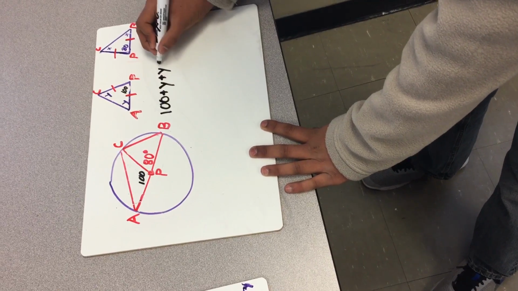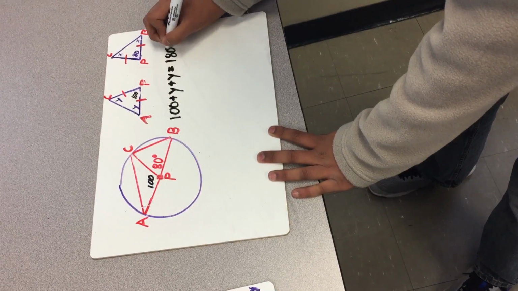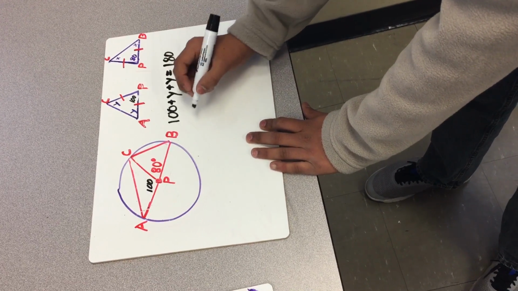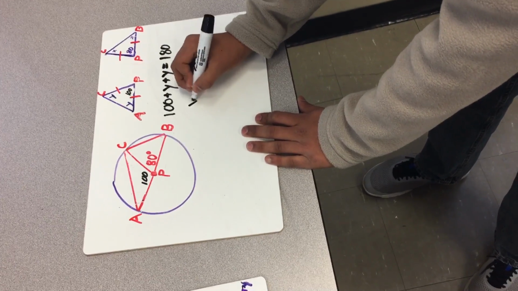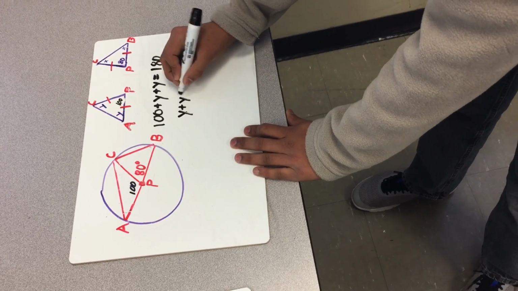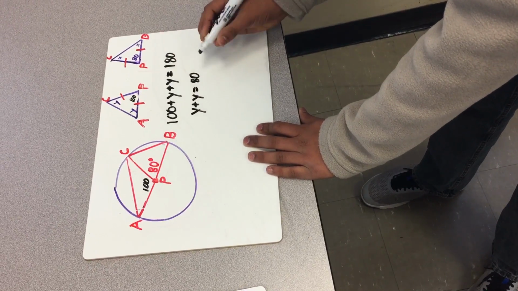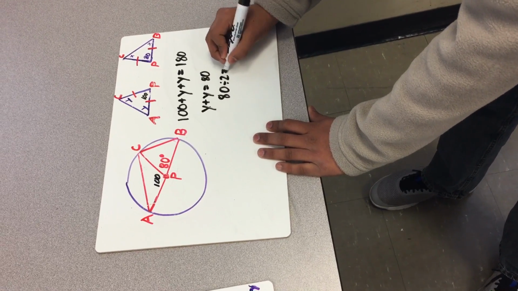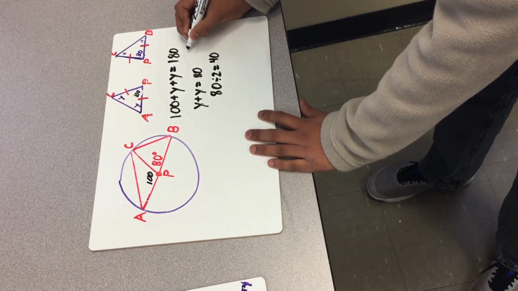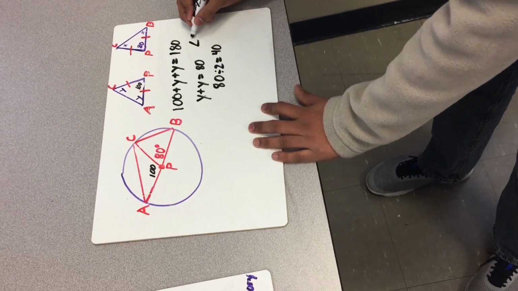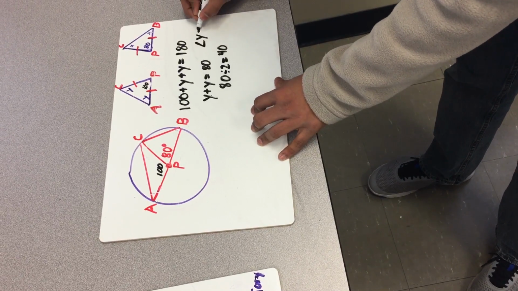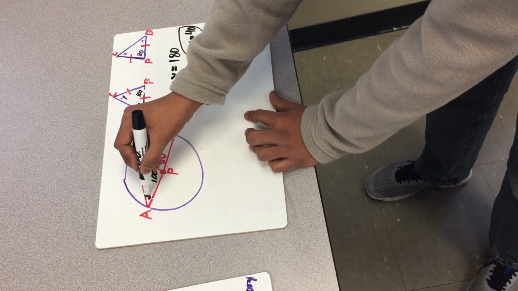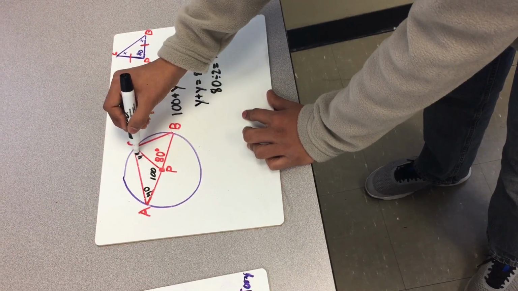plus y equals 180. Then if we were to solve for the y, we'd have to subtract 100 from both sides, which gets you y plus y equals 80. And then we gotta divide 80 by 2, because there's two y's. That gets you 40. So angle y would both equal 40. So right here would be 40, then right there would be 40.